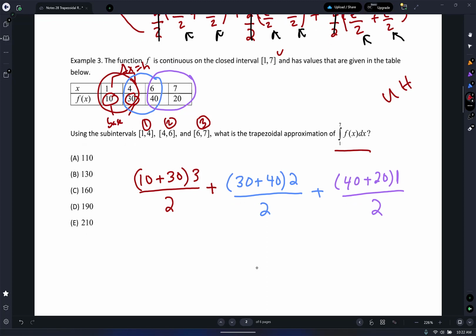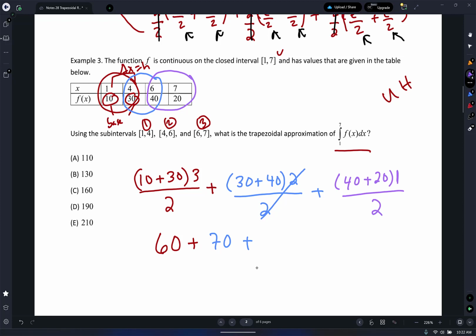30 plus 10 is 40. 40 divided by 2 is 20. 20 times 3 is 60. Do you guys see how I did that? All right. Let's see if I can do this one here. 40 plus 30. Nope. Okay, I'll just cancel out the 2's then. 4, 5, 6, 7. 70. Do you see how we did that?